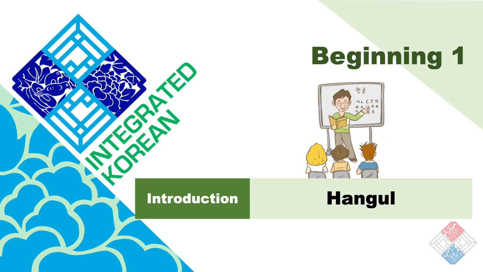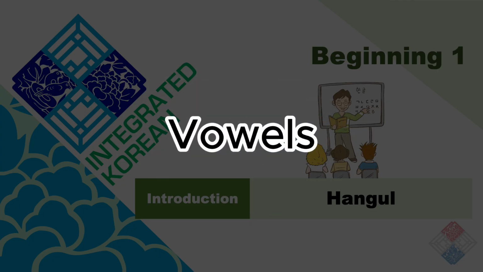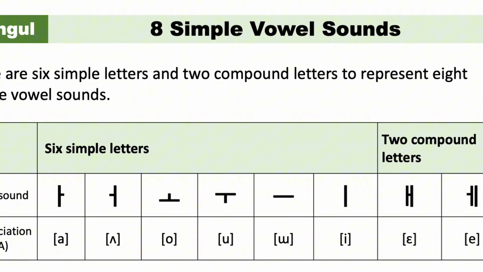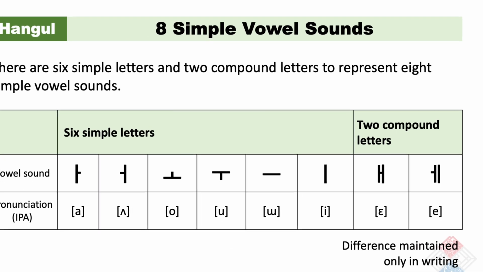Integrated Korean. Beginning 1. Vowels. Hangul has 6 simple letters and 2 compound letters to represent 8 simple vowel sounds.